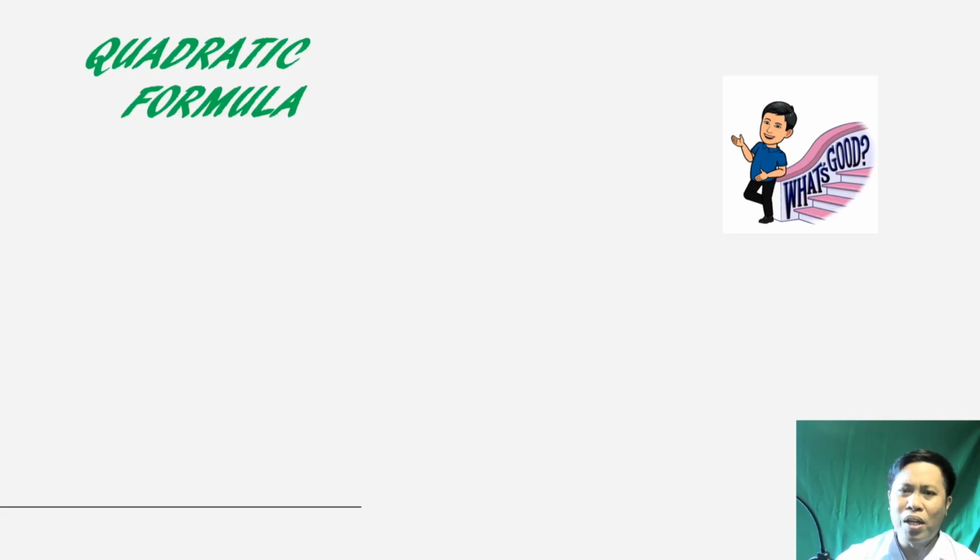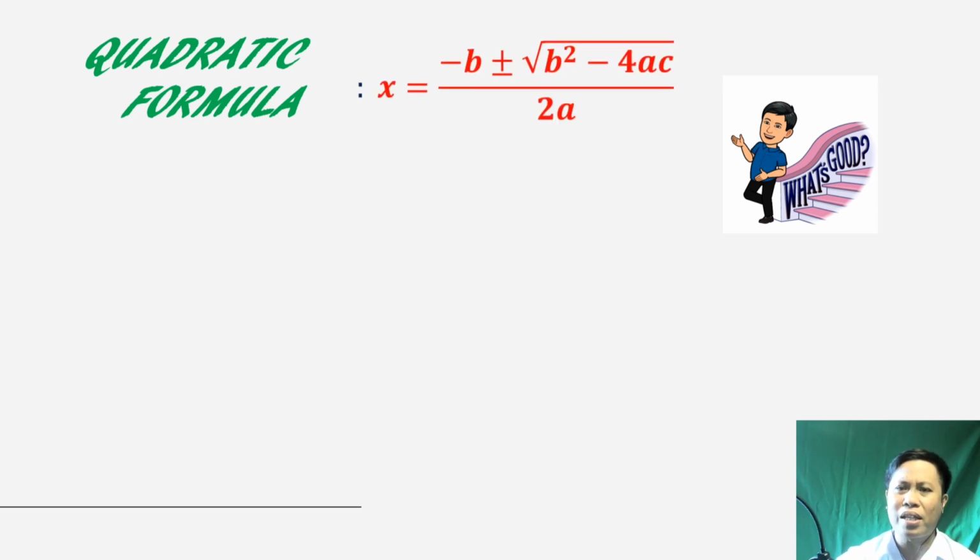The quadratic formula for solving quadratic equations is x equals negative b plus or minus the square root of b squared minus 4ac, all over 2a. This formula is actually derived from completing the square, but we will not include that in this particular video. In solving quadratic equations using the quadratic formula, there are steps to be observed.